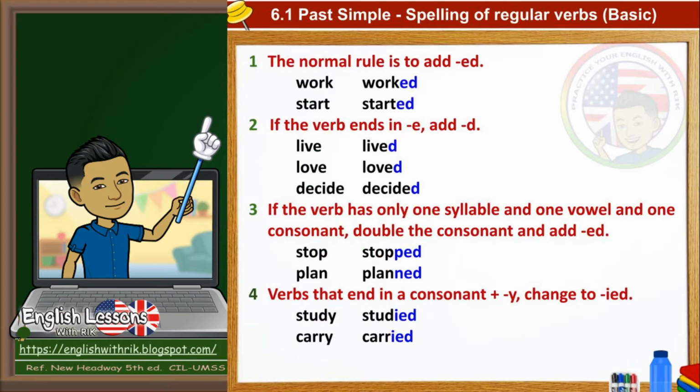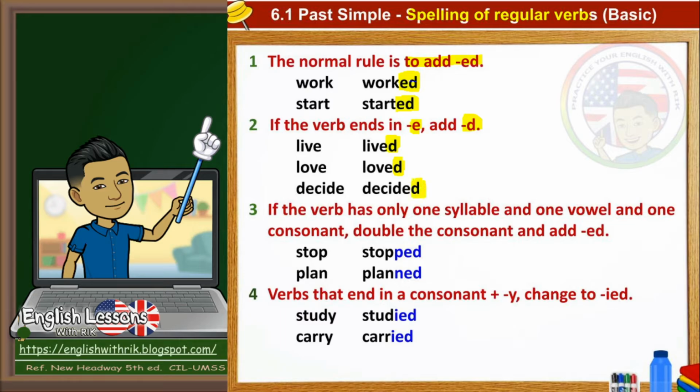Past simple. Spelling of regular verbs. The normal rule is to add ed. Work, worked. Start, started. If the verb ends in e, add d. Live, lived. Love, loved.